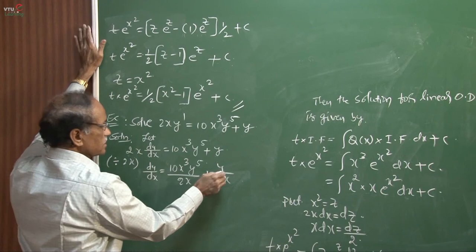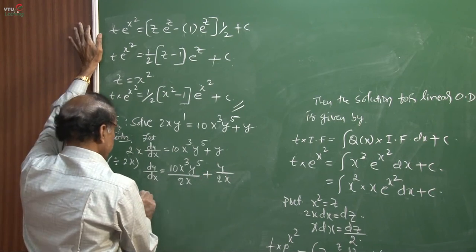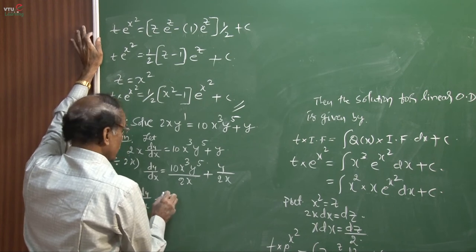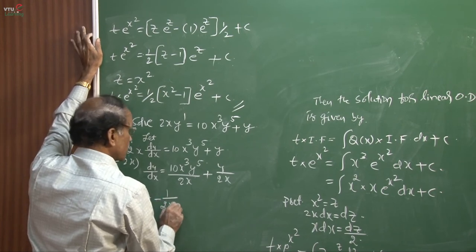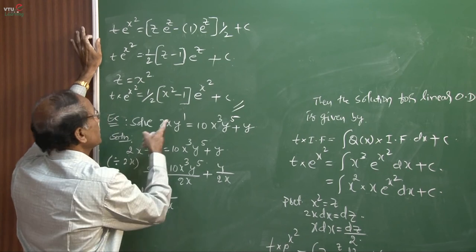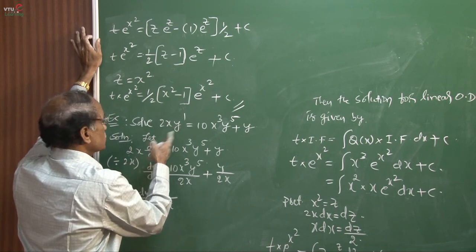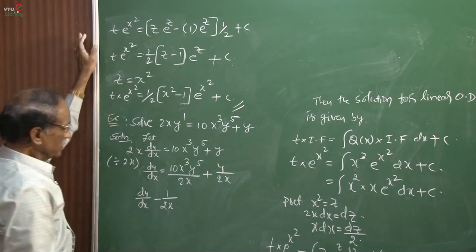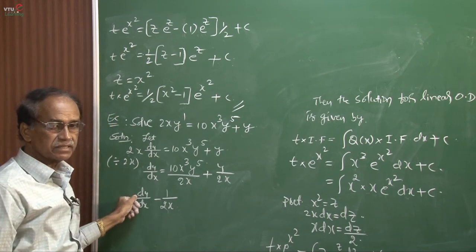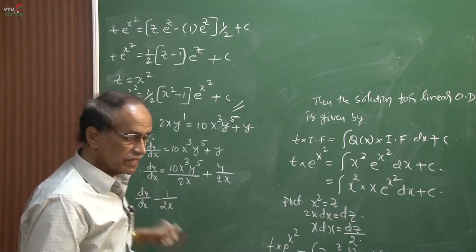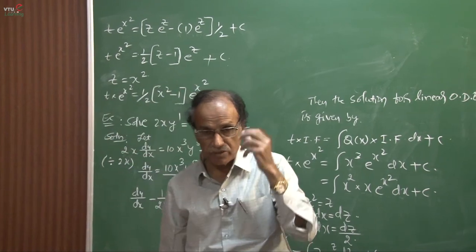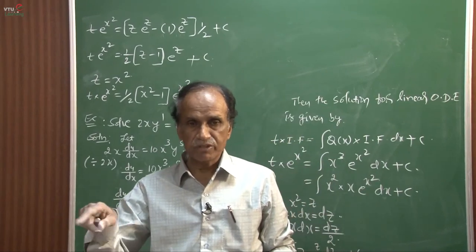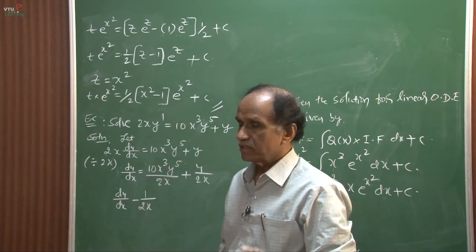Let me take this term to the left side, that is dy by dx minus 1 divided by 2x, because y into dy product has not appeared, then without any hesitation you can go for writing dy by dx in the format of the first derivative, that is dy by dx plus p of x into y is equal to q of x into y to the power n. In this format you can write.